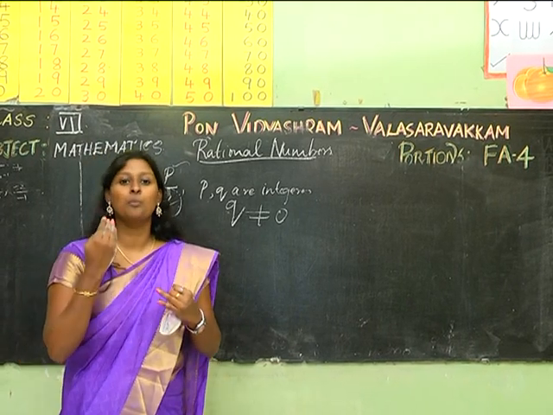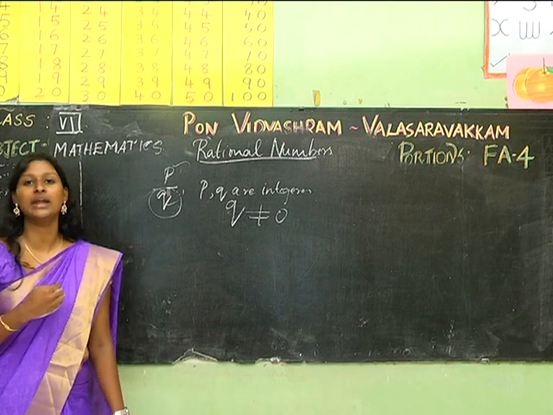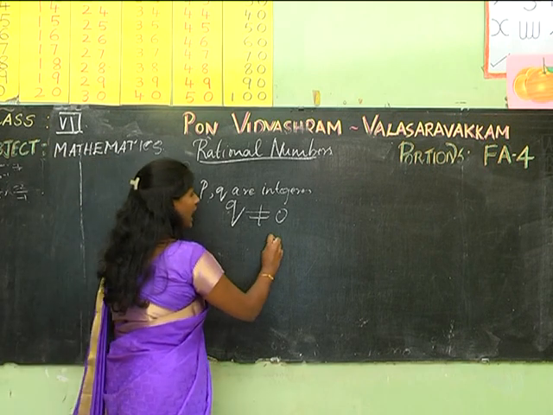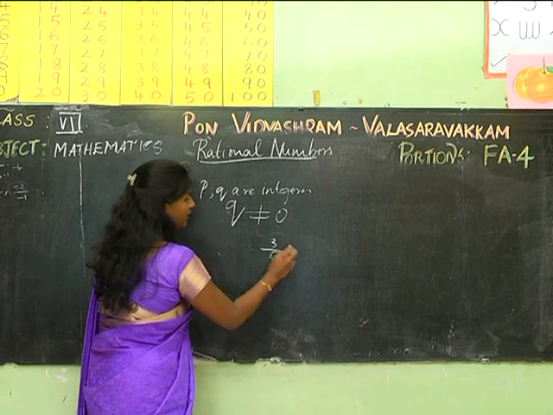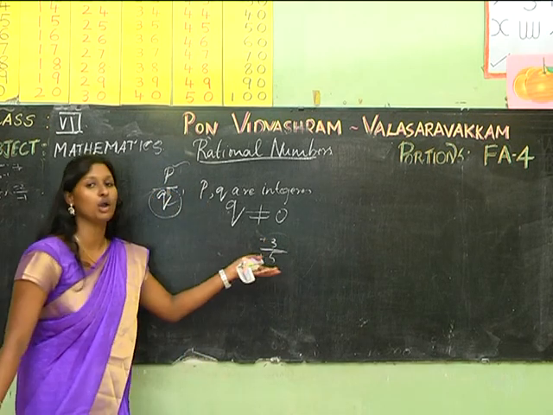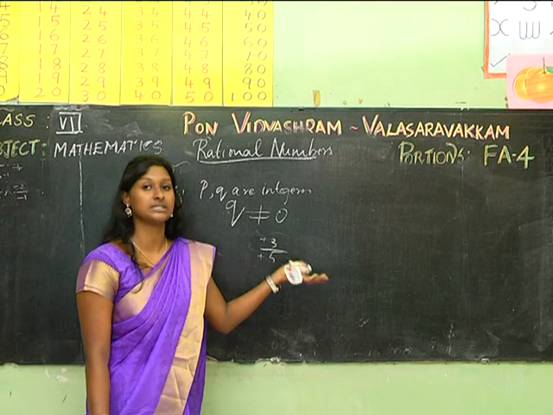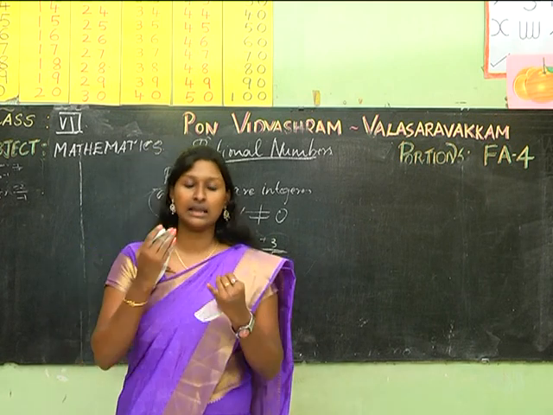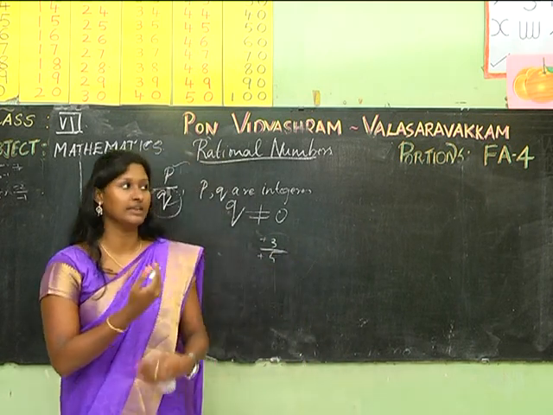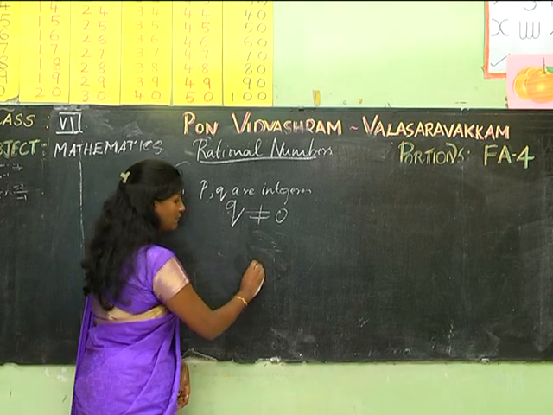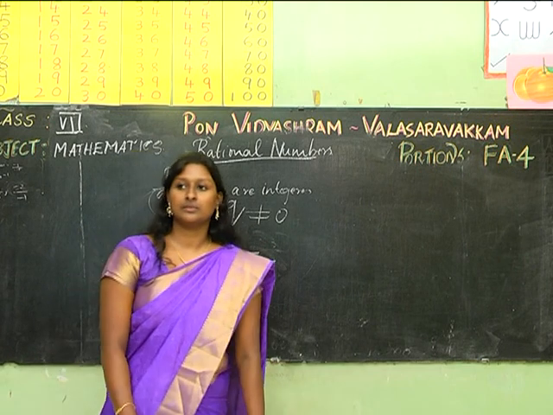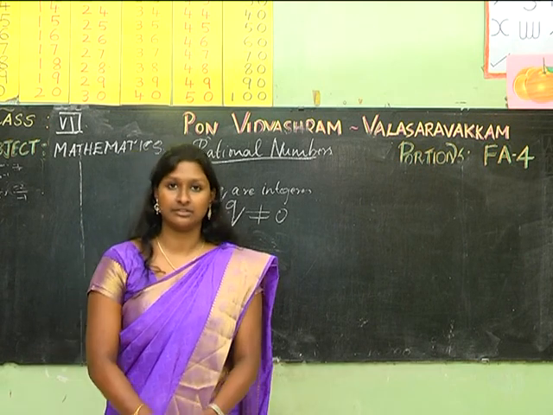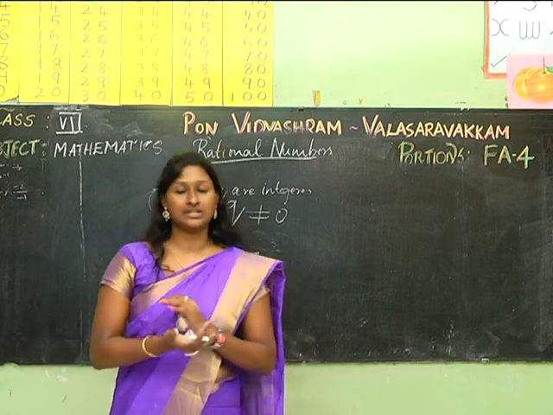Positive rational numbers, both the numerator and denominator must be positive. If I have 3 by 5, both the numerator and denominator are positive, and I call this my positive rational number. And the negative rational number is nothing but the denominator must be positive, whereas the numerator must be negative. This is called a negative rational number.